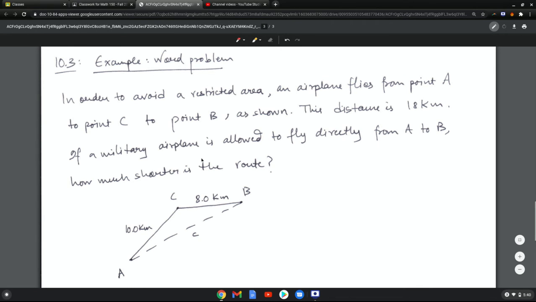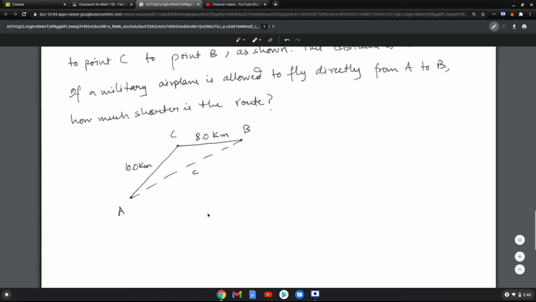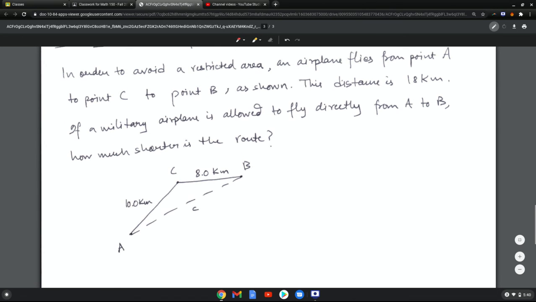But if there is a military airplane that is allowed to fly directly from A to B, how much shorter is the route? Now, first of all, for any triangle, you can sort of intuitively see that the distance AB is going to be less than 18. The problem is to find how much less than 18. This angle C is not given. Let's say this is 105 degrees because you will need that. Labeling wise, that's going to be A and that's going to be B.